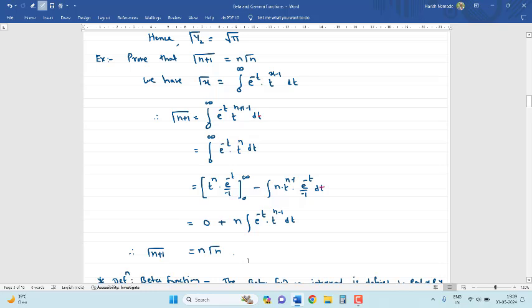So this is equal to 0. This upper limit is infinity, e raised to minus infinity is 0, and lower limit is 0. And so here we have t is 0. So this is also 0. So value of this integral is 0, minus minus plus n times integration from 0 to infinity of e raised to minus t into t raised to n minus 1 dt, and that is nothing but our gamma n. So therefore gamma n plus 1 is equal to n times gamma n.